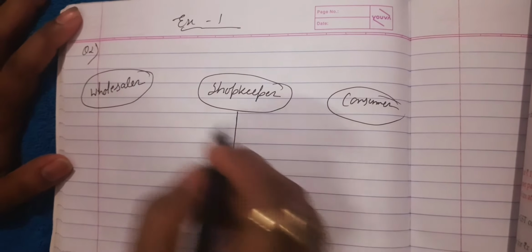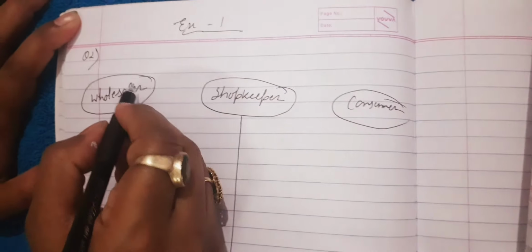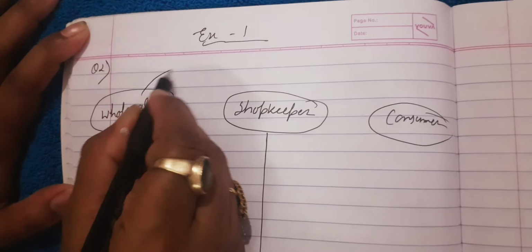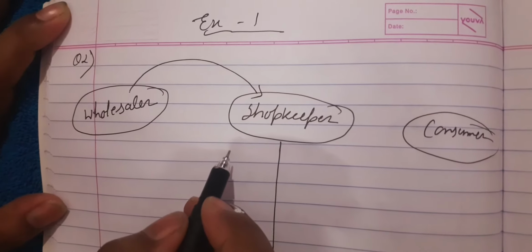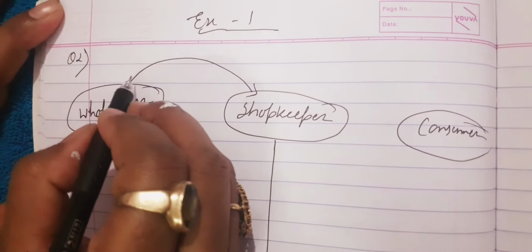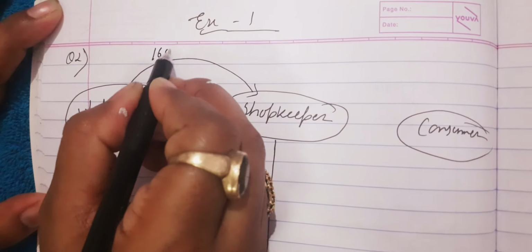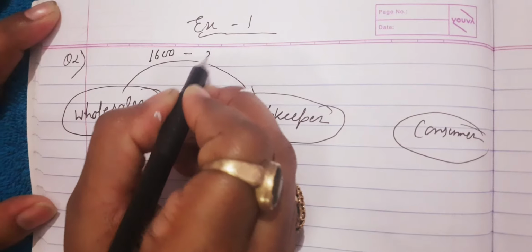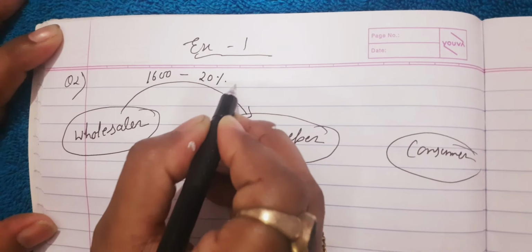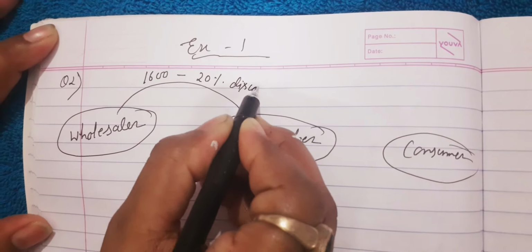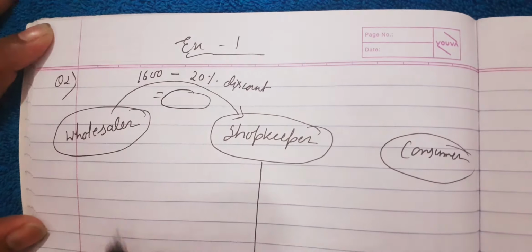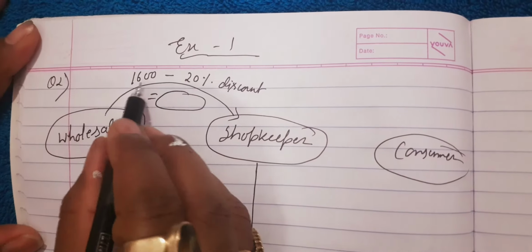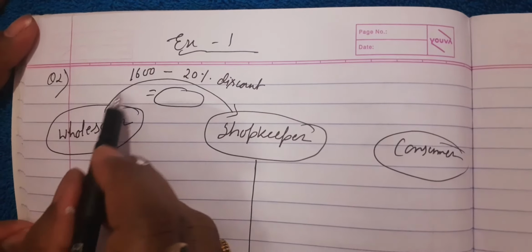So what is given? It is given that wholesaler will sell his camera to shopkeeper at discount of 20% from the list price. What was the list price? List price was 1600, and then he will give 20% discount on it. So we will solve it, and then I will write the value. What is the answer? That what is the selling price of the camera?